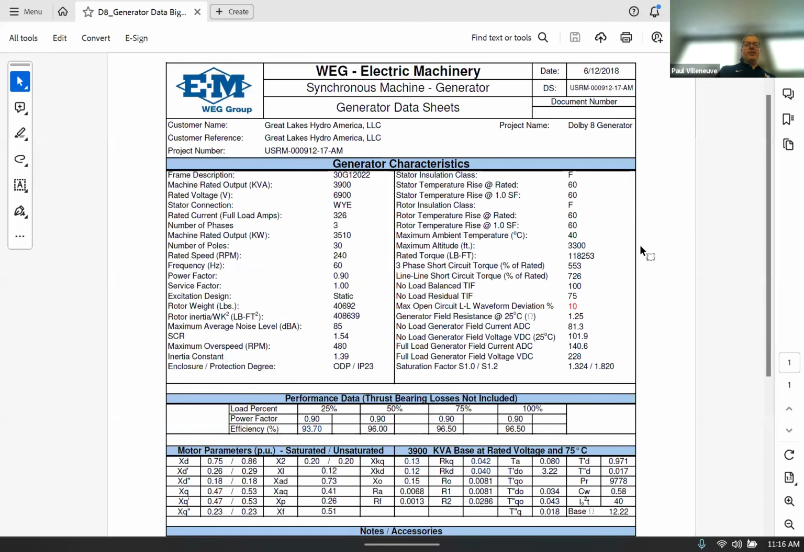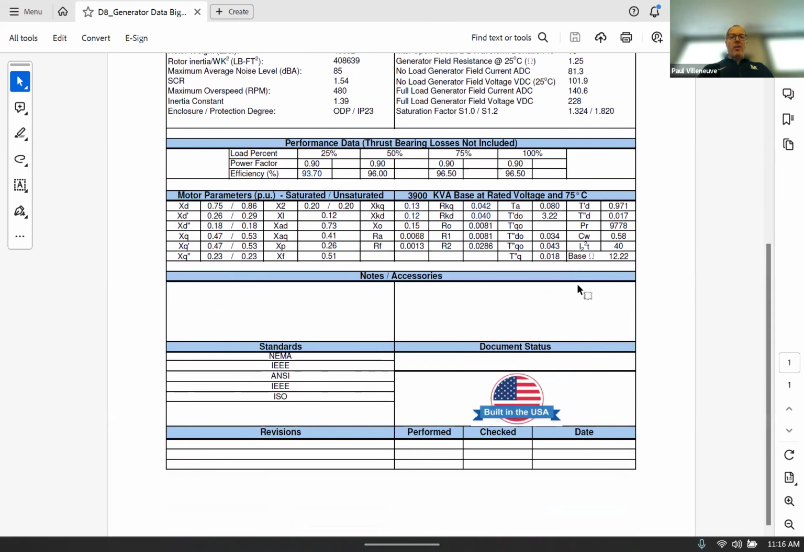So here, this is up in Millinocket. This is for a small-ish hydroelectric facility. Small-ish, because you can see it's only 30.9 MVA. So that's not huge by any stretch. But if you look all the way down in the motor parameters, do you see anything relevant to what we just talked about for our rotating axes?